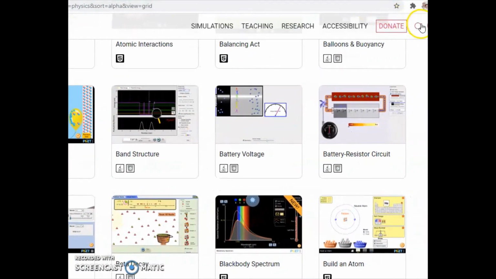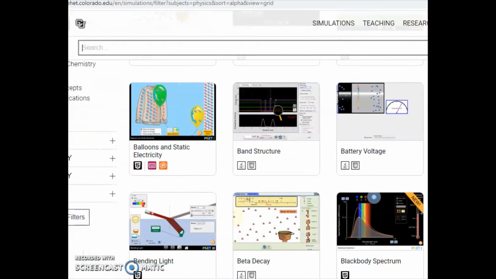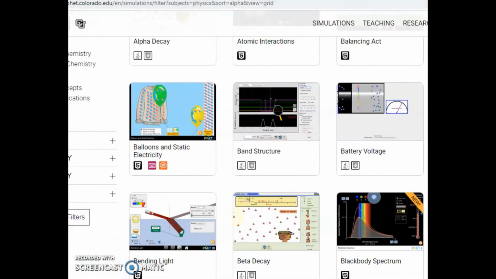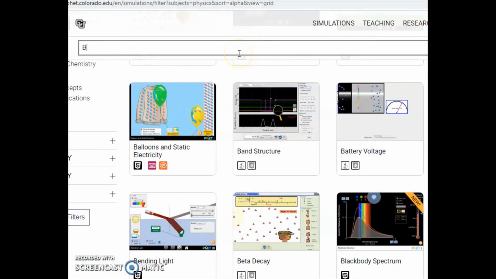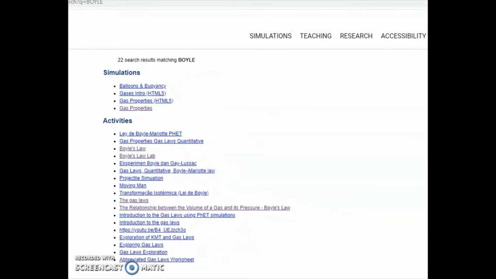To make it easier, we just type the title that we want to choose. So it will be Boyle's Law. Here, I choose Boyle's Law Lab.